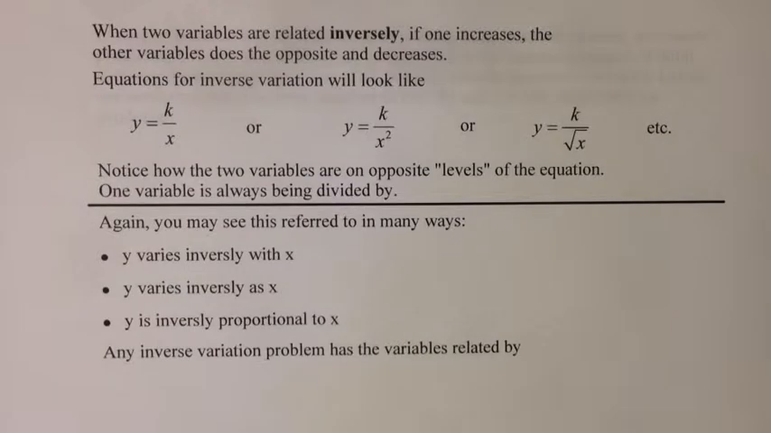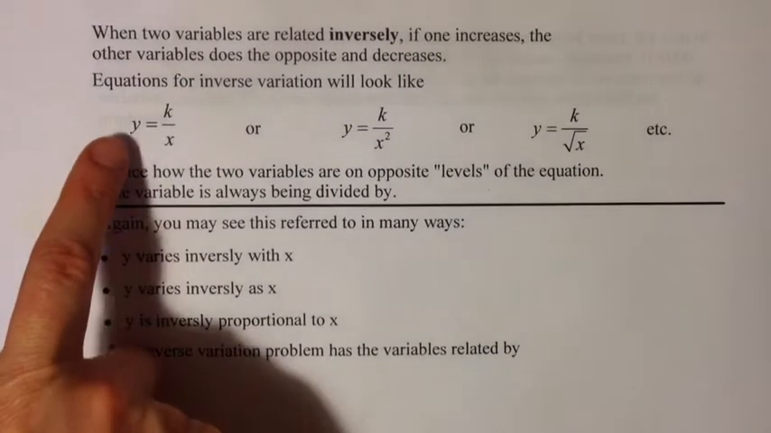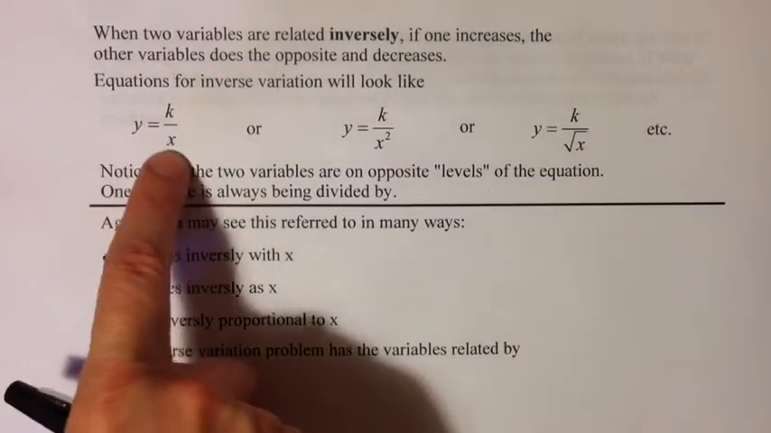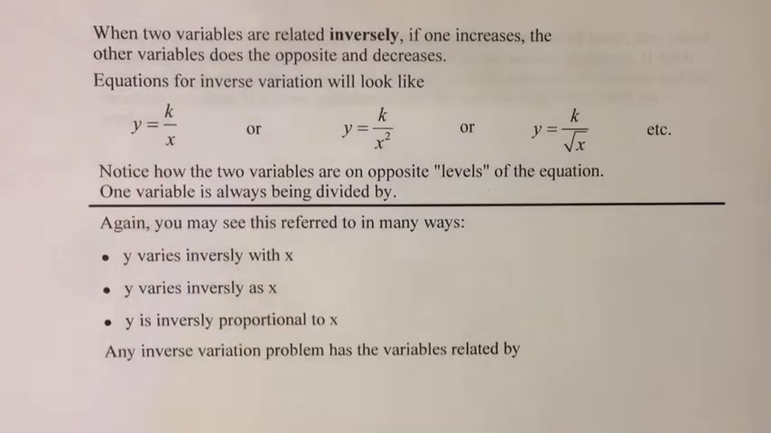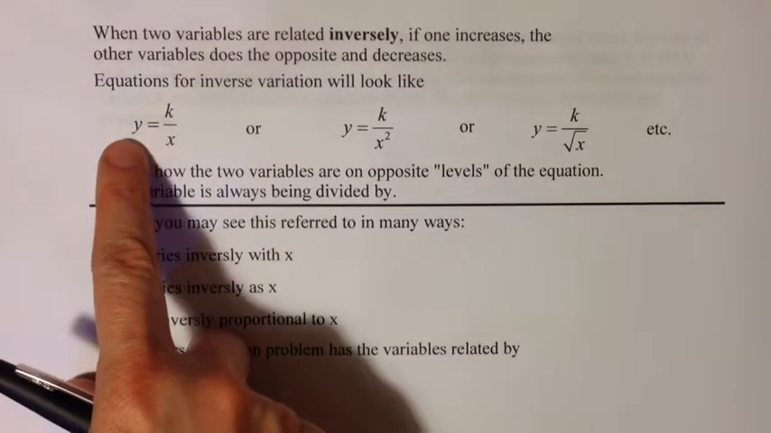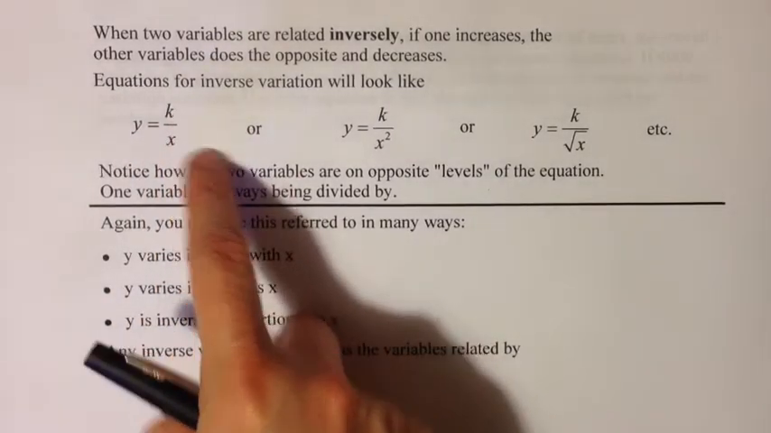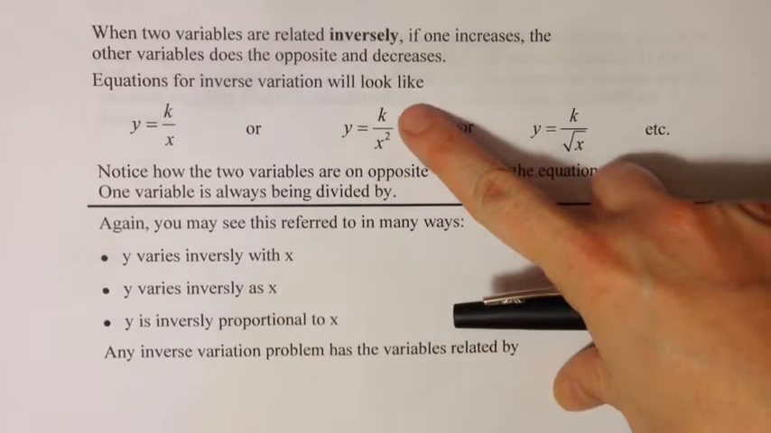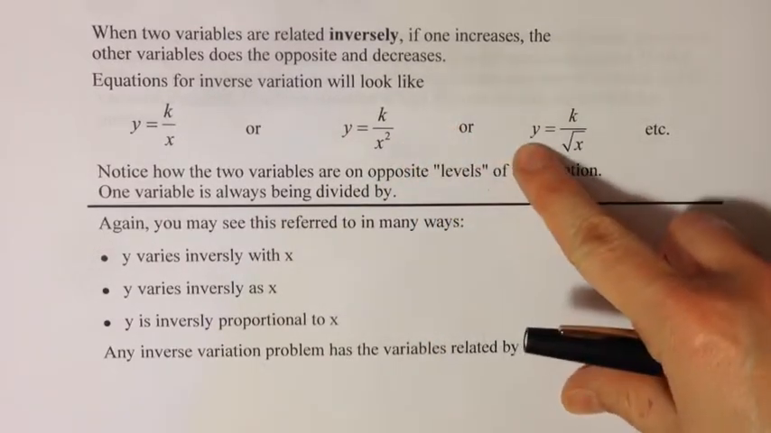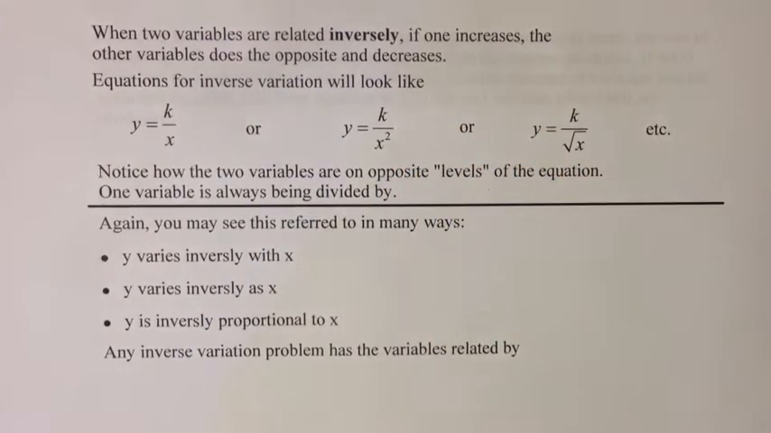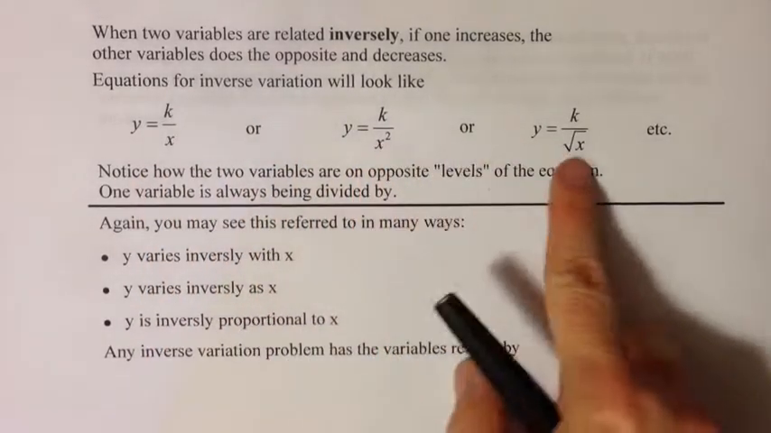Whenever you have two variables related inversely, the equations will look like this. You'll have one variable on one level and another variable on the bottom, but also a constant of variation. Here I have y equals some number divided by x. Here I have y equals some number divided by x squared. Here I have y equals some number divided by the square root of x, and so on. The big key here is that the two variables are on opposite levels of the equation. One variable is always being divided by. My x is always on the bottom of a fraction.